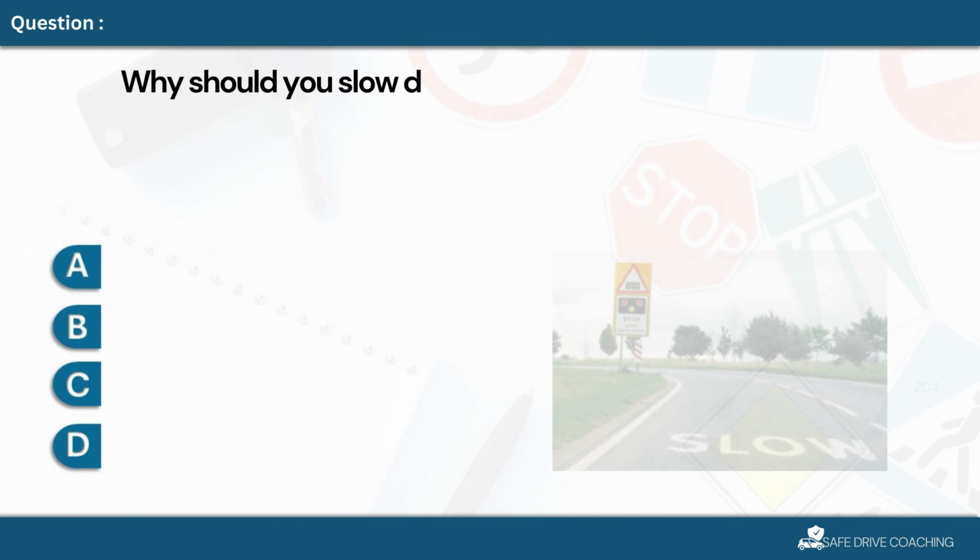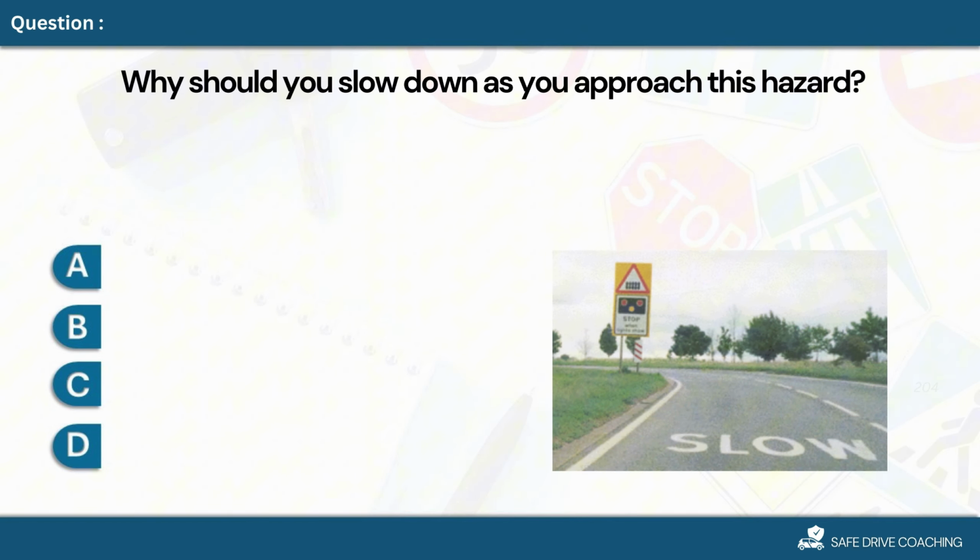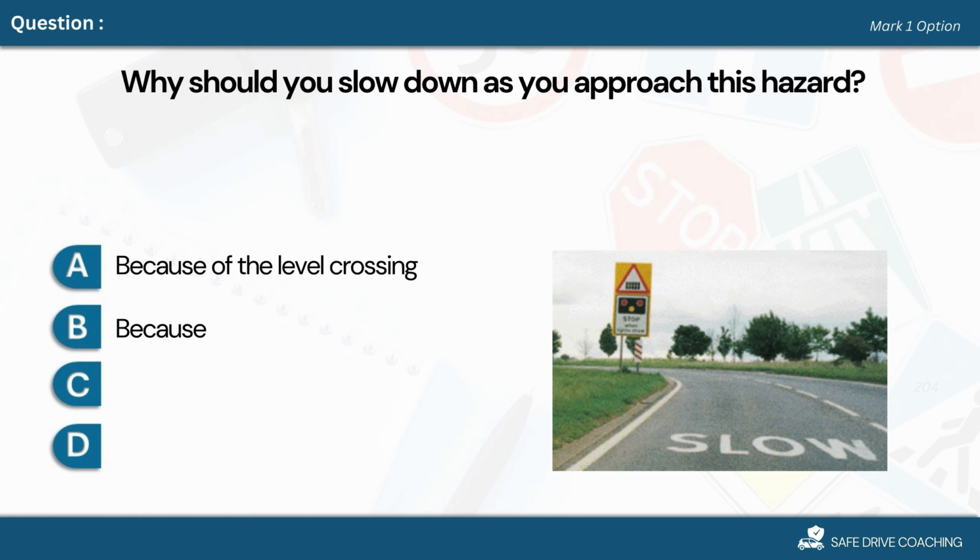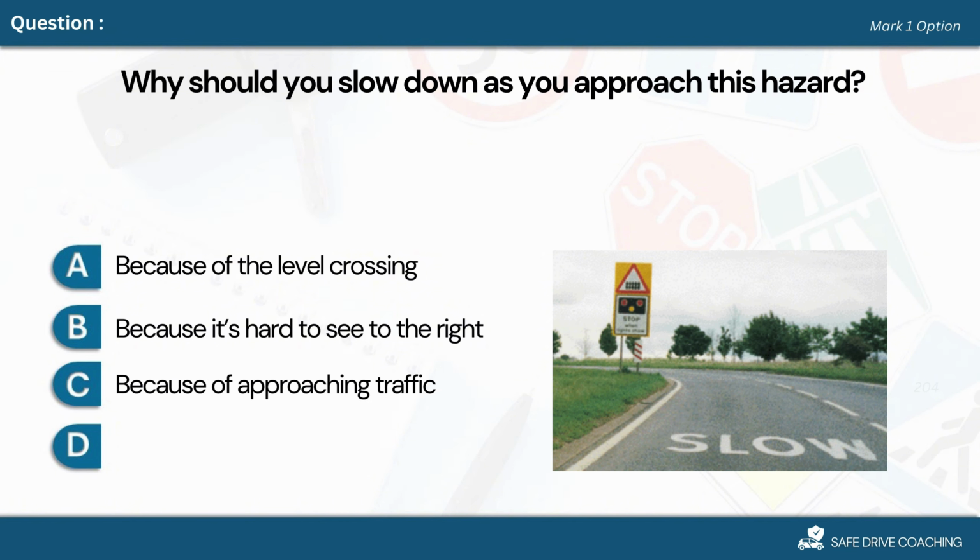Why should you slow down as you approach this hazard? A. Because of the level crossing. B. Because it's hard to see to the right. C. Because of approaching traffic. D. Because of animals crossing.